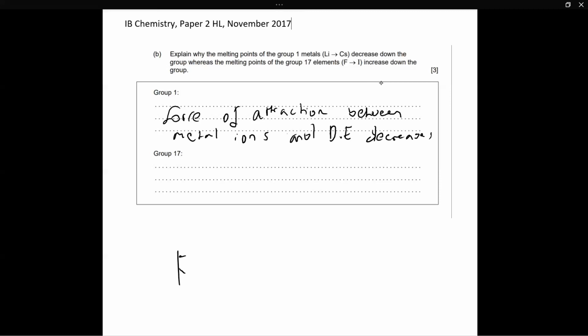So imagine you have a fluorine atom. This is a molecule of fluorine. And over here, you have another molecule of fluorine. And now, as you know, fluorine, these guys really have a lot of electrons, right? They have 7 electrons.